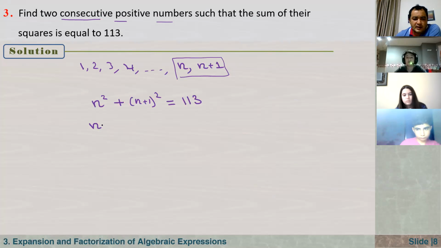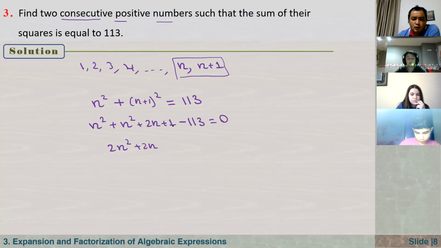So here we have n squared plus, if you expand this, n squared plus 2n plus 1. And also take 113 to the left-hand side, minus 113, equals 0. So n squared plus n squared, that is 2n squared, plus 2n, and 1 minus 113, that is negative 112, is equal to 0. And one more time, just have a look.